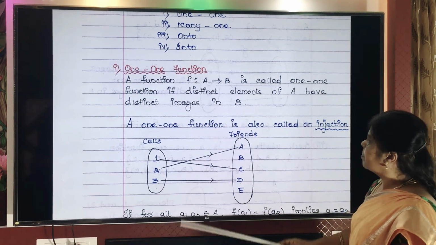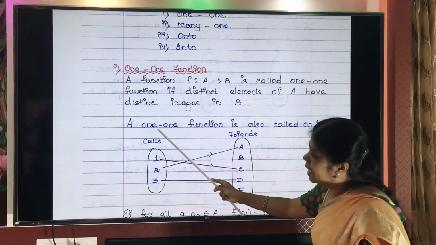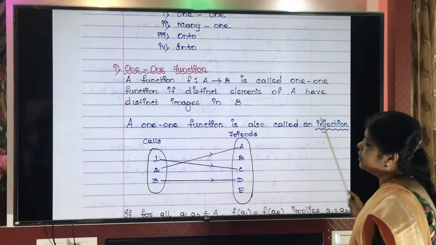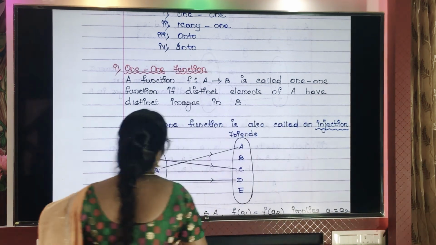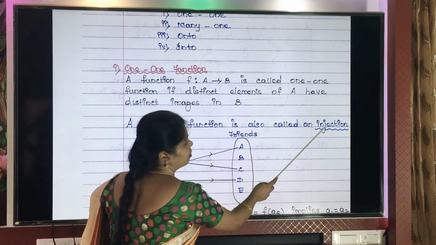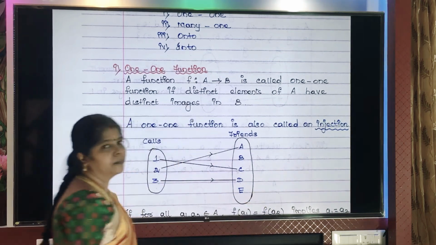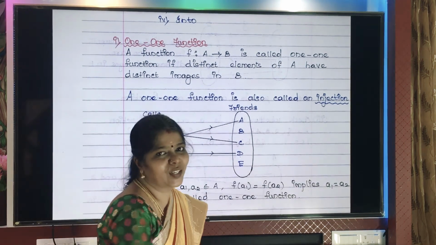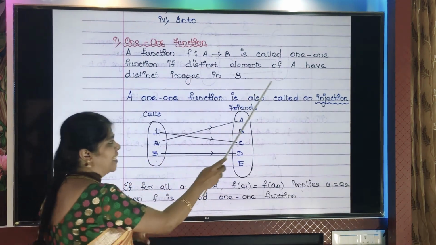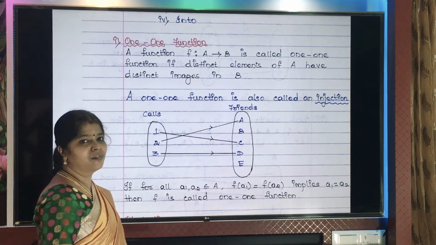The other name for a one-to-one function is injection. What is the other name, children? A one-to-one function is also called an injection. Not the injection the doctor gives, okay? This is another name for a one-to-one function.